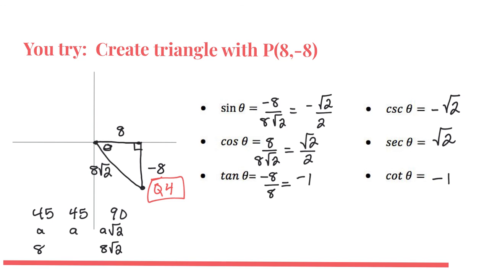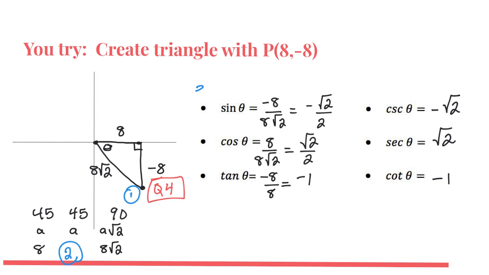Okay, so let's check to see how you did. First, we're starting with that point of 8, -8. Did you get your diagram drawn correctly into quadrant 4? Next, did you recognize that this was a special right triangle and use 45, 45, 90 to find the missing side? If not, did you use Pythagorean Theorem and reduce your radical to also get 8√2 for that missing side?